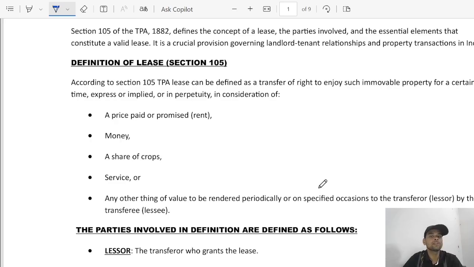In general terms, what is lease? In general terms, lease can be defined as the right to enjoy any immovable property for a certain time by the lessee, and that right is given by the lessor to the lessee. Section 105 of the Transfer of Property Act deals with the concept and definition of the lease.